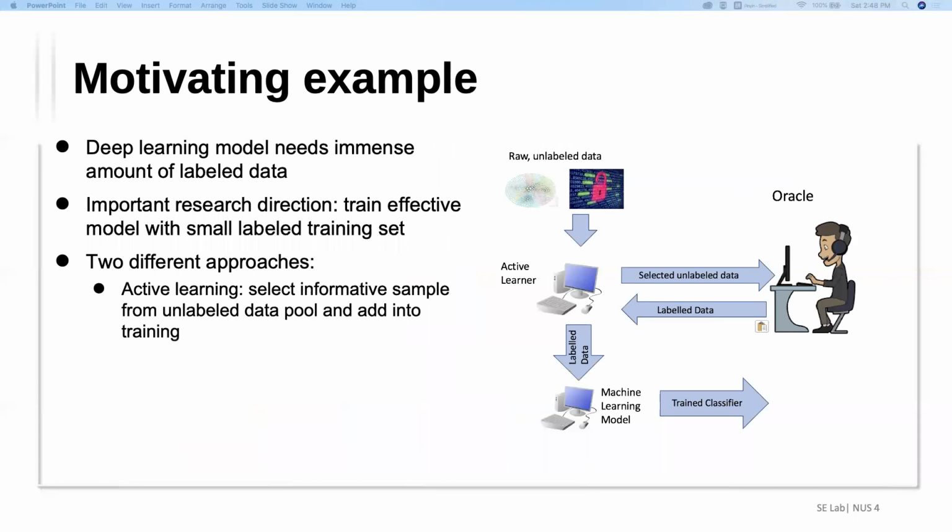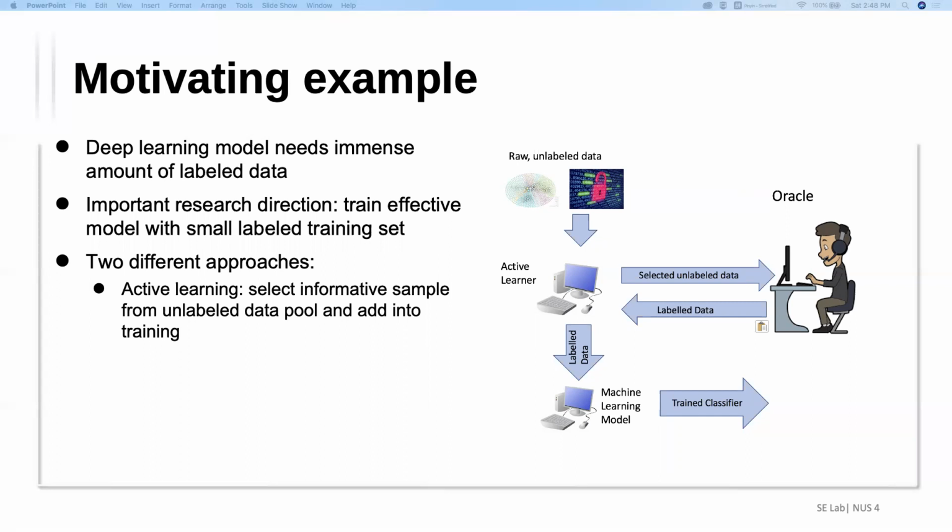The second approach is called active learning. Active learning tries to select only informative samples from unlabeled data. These informative samples are sent to an Oracle to label, so we can save labeling resources. Then we merge those samples into the training database and train the classifier. So maybe you can give more explanation on the graph there.